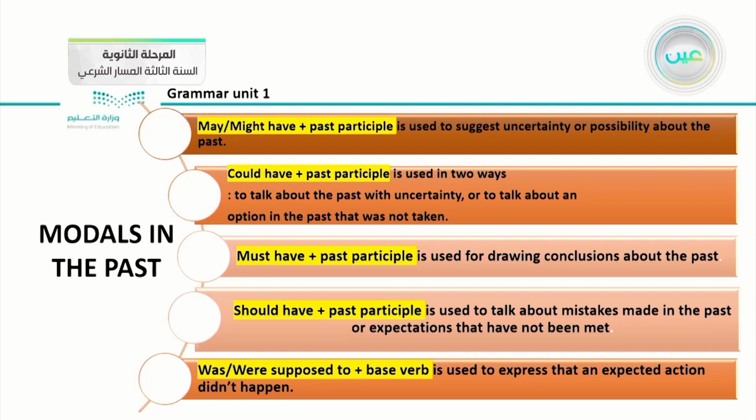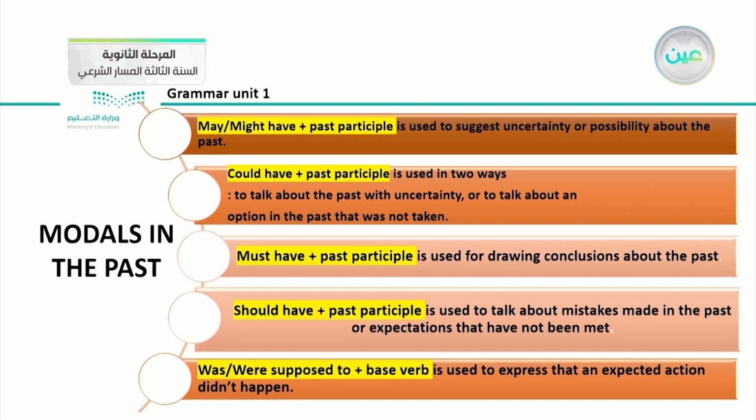Modals in the past have 6 types. Number 1, we can use may or might have plus past participle. What are we using this for? We're using it to suggest uncertainty or possibility about the past. So if we want to discuss or suggest something about uncertainty in the past, we can use may or might have, then we put the verb in the third form. This is about number 1.